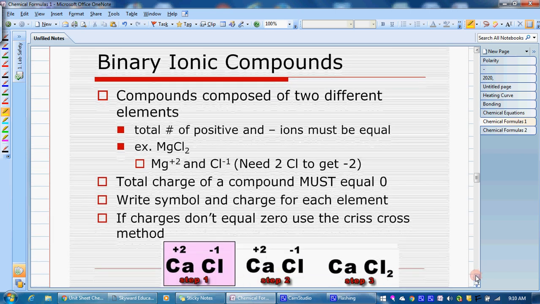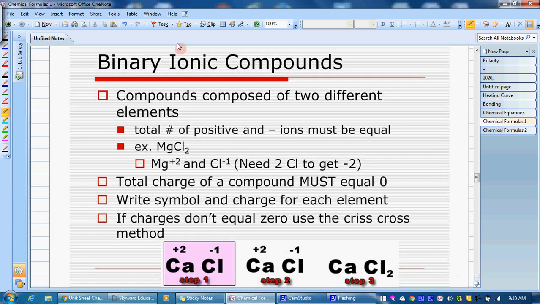Okay, so binary, bi means 2. So binary ionic compound, so this is going to be a metal and a nonmetal. So things to remember there again, ionic is always a metal and a nonmetal combined together. Okay, we're going to have a positive part, which is your metal, and a negative part, which is your nonmetal.